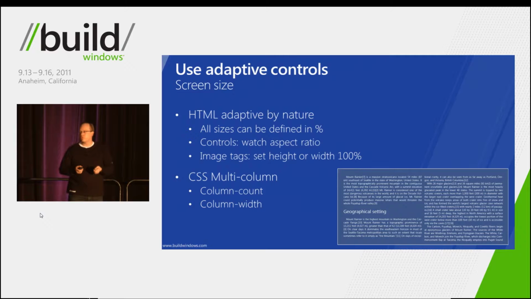As I mentioned before, multicolumn is a great tool to deal with text. There are two very simple properties you can set to manipulate how you want to react to more or less space. Column count will always give you that exact number of columns. So if you say column count 3, you always get 3 columns. If you have more space, the columns get bigger. If you have less space, the columns get smaller. Column width gives you a specific width for your columns. If you have more space, you get more columns. If you have less space, you get fewer columns. Great adaptive control for text.